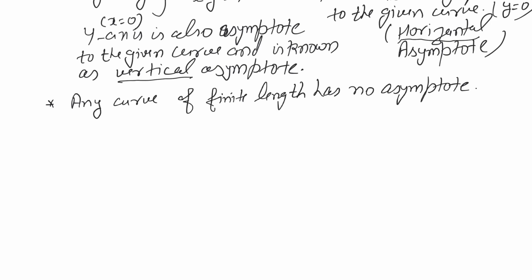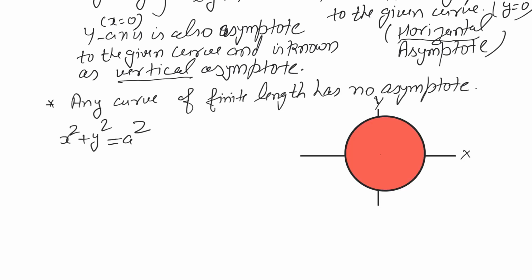So for an example, let us take the curve x square plus y square is equal to a square, which is a circle centered at origin and having radius equal to a. Its figure is this one, which is centered at origin and having radius a. Now we see the circumference of this circle is finite and is equal to 2 pi a, okay, which is finite. So this curve has a finite length.